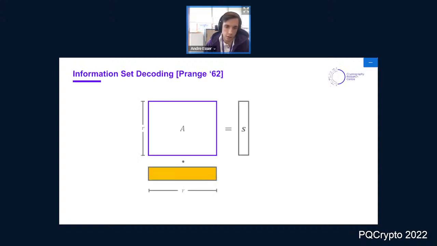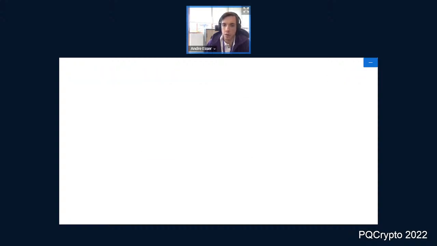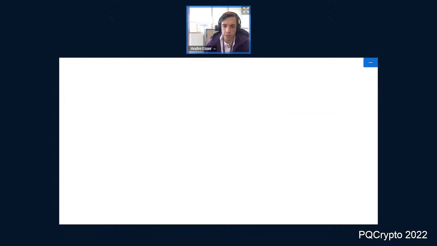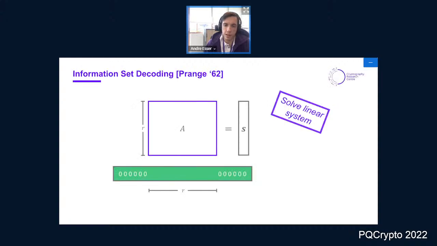And then we are left with this r times r square matrix, which represents a linear system that we can solve via Gaussian elimination. So we can recover this orange vector here, and then we can put in the zeros wherever we removed them. And if this vector is now of weight omega, we're done. We found the solution to the syndrome decoding problem.